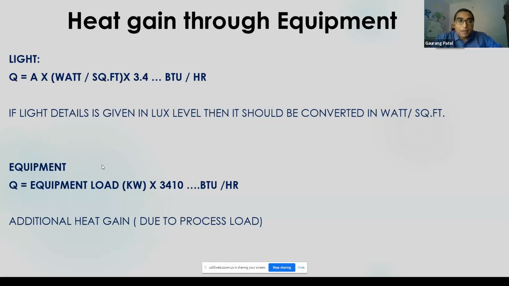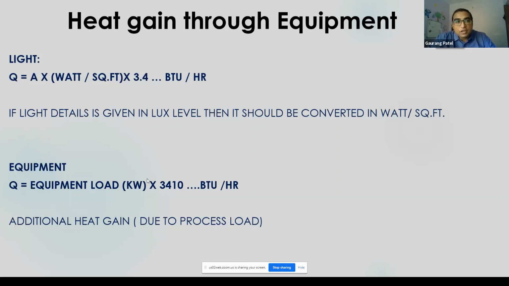So that will be like if I'm going for 0.7 watt per square feet. Okay, so I can use the equation Q is equal to area into watt per square feet, that is 0.7 into 3.4. Okay, similarly for equipment. So this 3.4 is your conversion factor from watt to BTU per hour. There is nothing major science here.